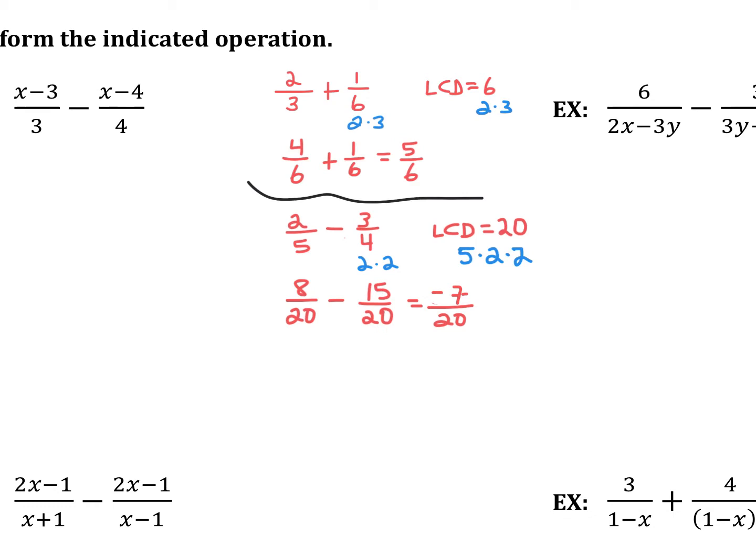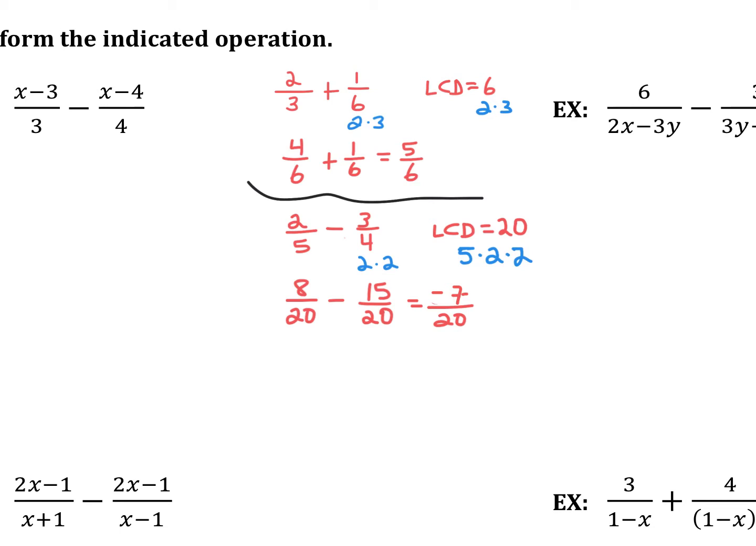And then once we have that common denominator of 20ths, we're going to take our numerators and we're going to subtract them. So 8 minus 15 is -7. We keep our denominator the same of 20ths. So 2/5 minus 3/4 is equal to -7/20.